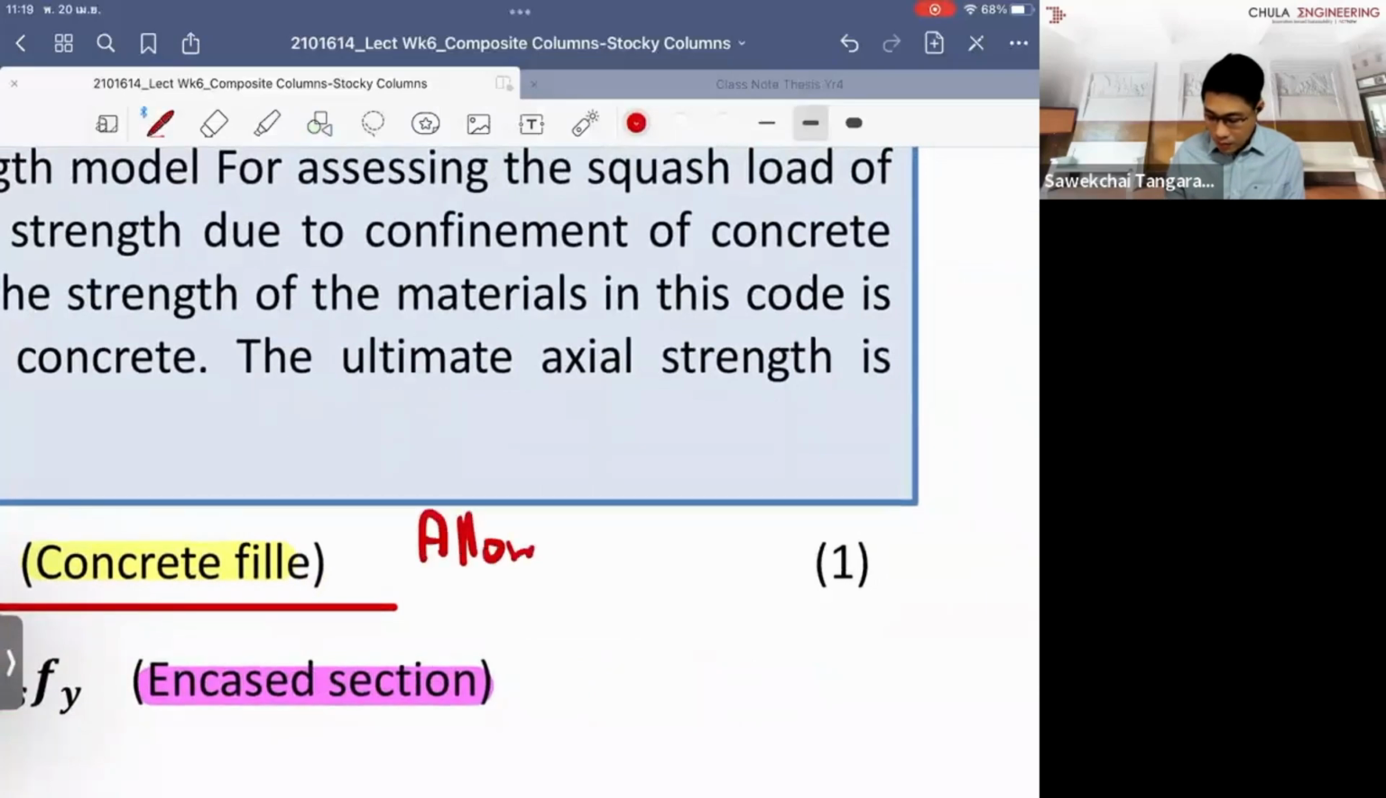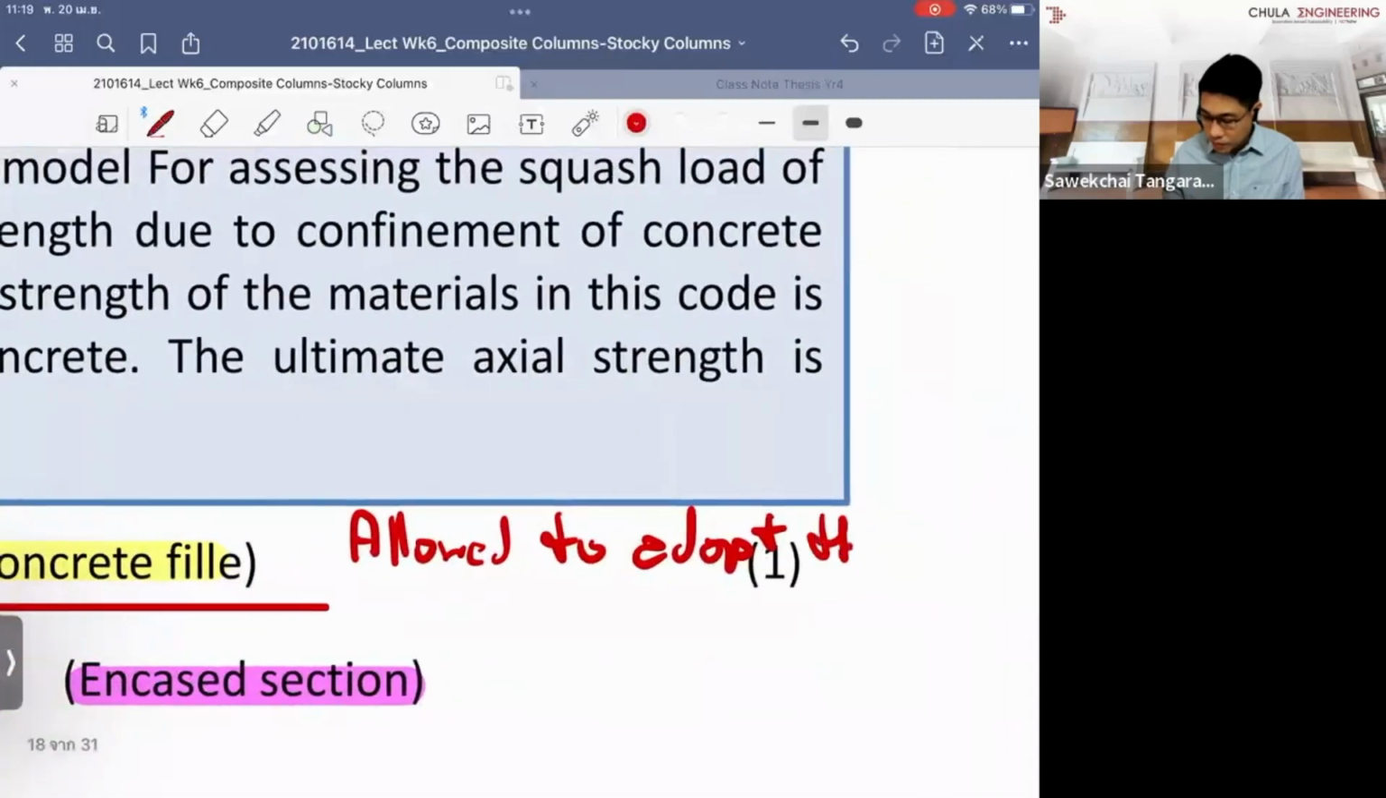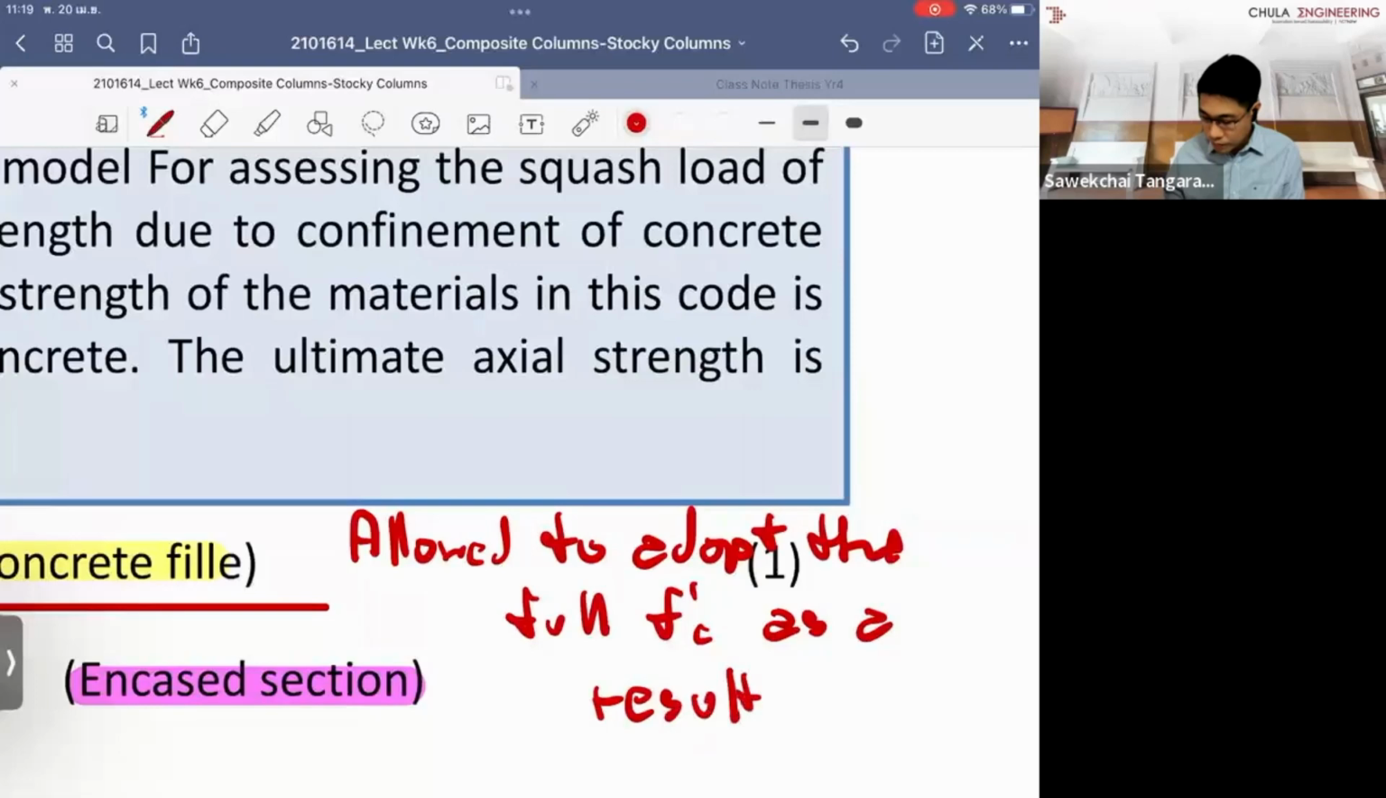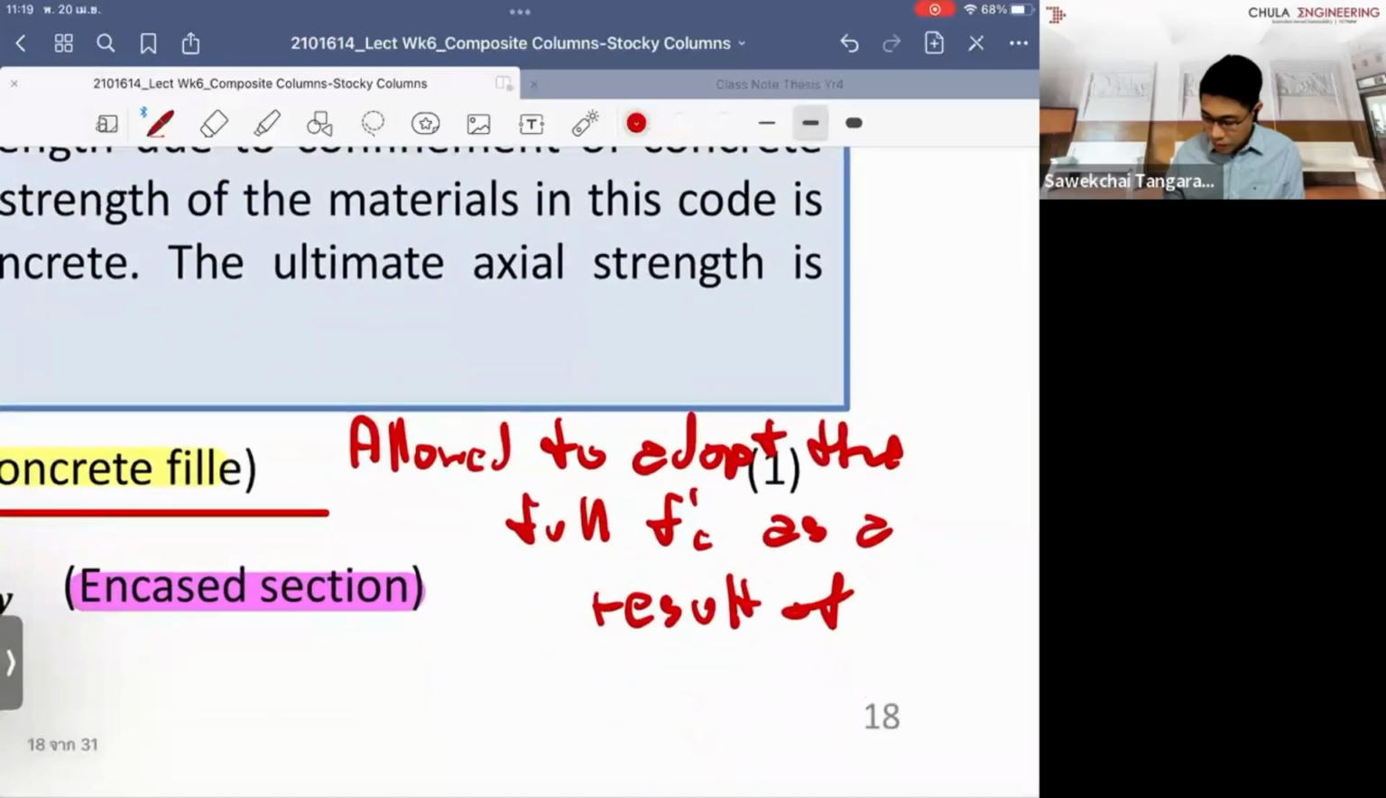Allowed to adopt the full f'c as a result of concrete confinement.